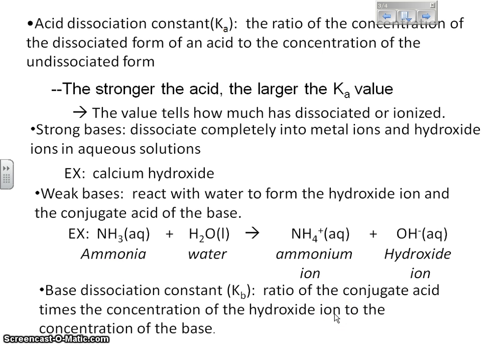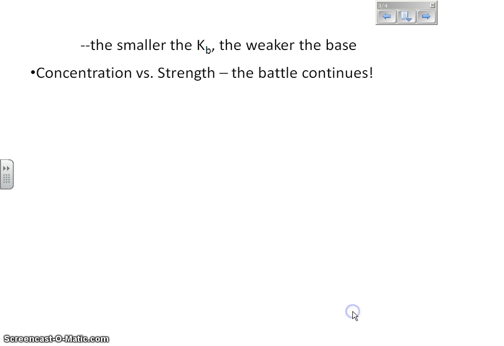Just like acid dissociation constant, we have a base dissociation constant. This is a ratio of the conjugate acid times the concentration of the hydroxide ion to the concentration of the base. Okay, mathematical way to figure out what that is. So the smaller the Kb, the weaker the base. Okay? Alright, so just like the acid dissociation constant, we have the base dissociation constant, and that is Kb. The smaller the Kb, the weaker the base.